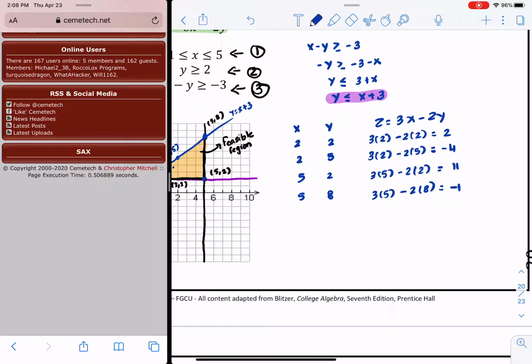So the smallest value is negative 4, so that would be the minimum. And the largest value is 11 in the objective function, so that would be the maximum.